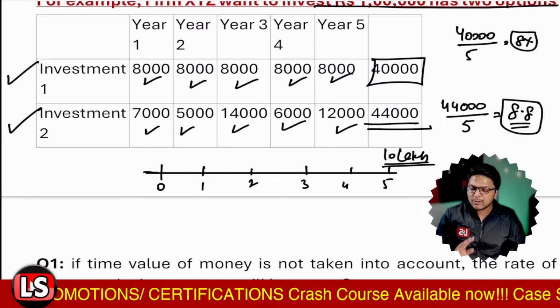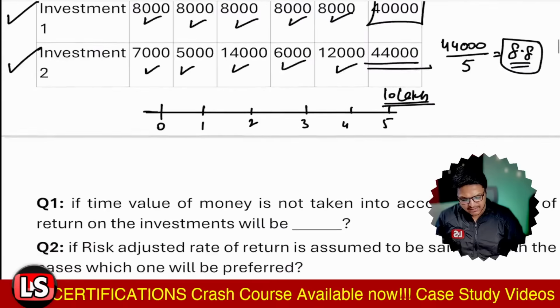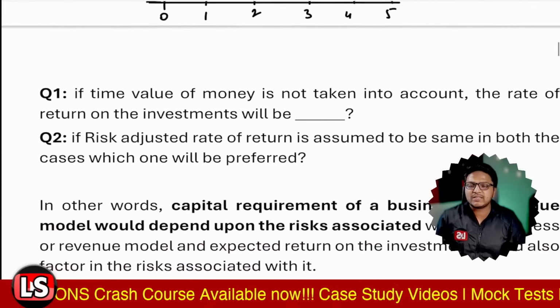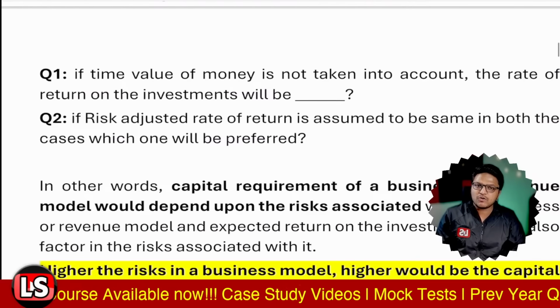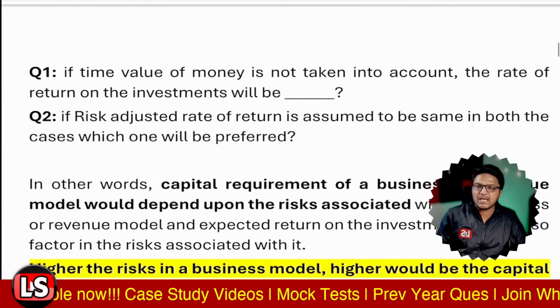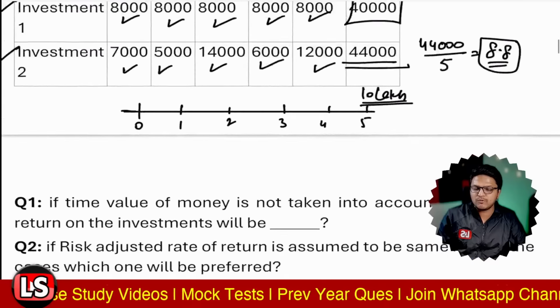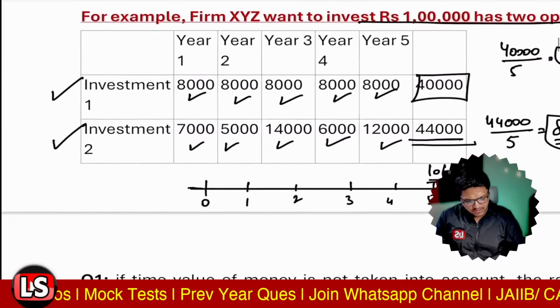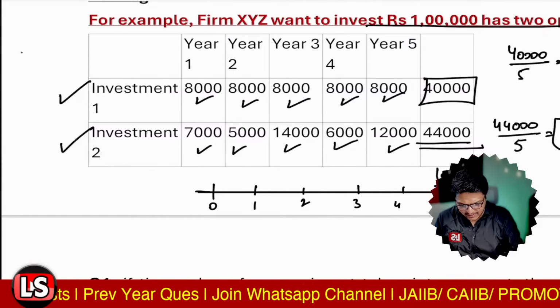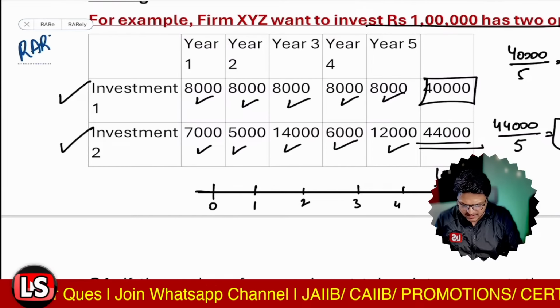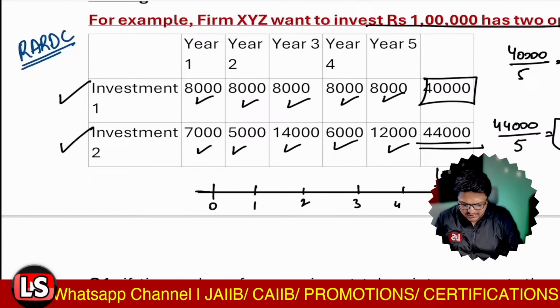Is that clear? Is that particular part clear to you? Right? Now let's have a look at the second question over there. It says if risk adjusted rate of return is assumed to be same in both the cases, which one will be preferred? Now, it is particularly saying that if we consider that RAROC, that is risk adjusted return on capital, is same in both the cases.